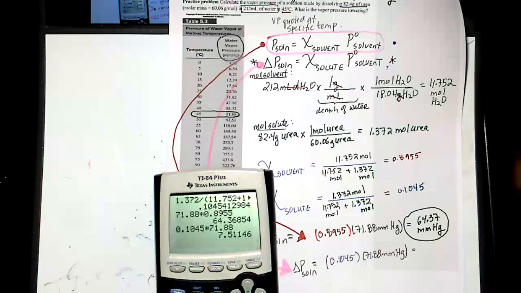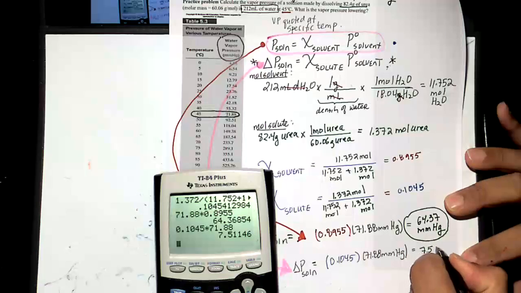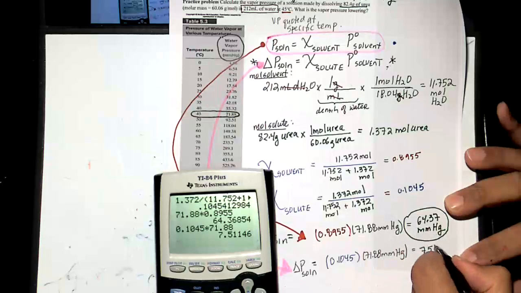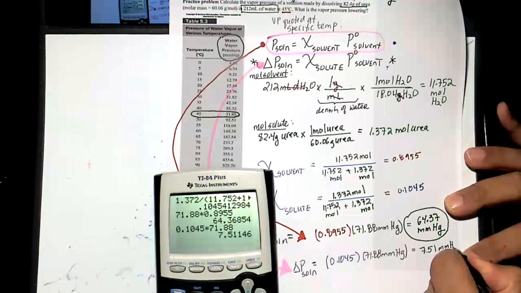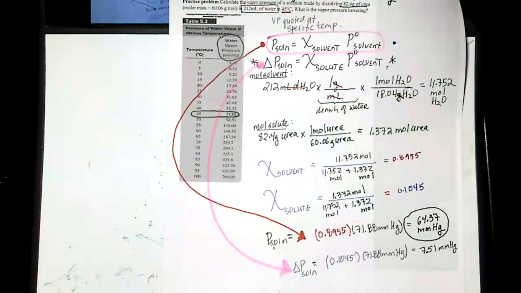I'm getting about 7.51. I'll put in extra digits here. We'll just go 7.51 millimeters of mercury. Okay, so this is how much it gets lowered by. Remember, vapor pressure lowering.